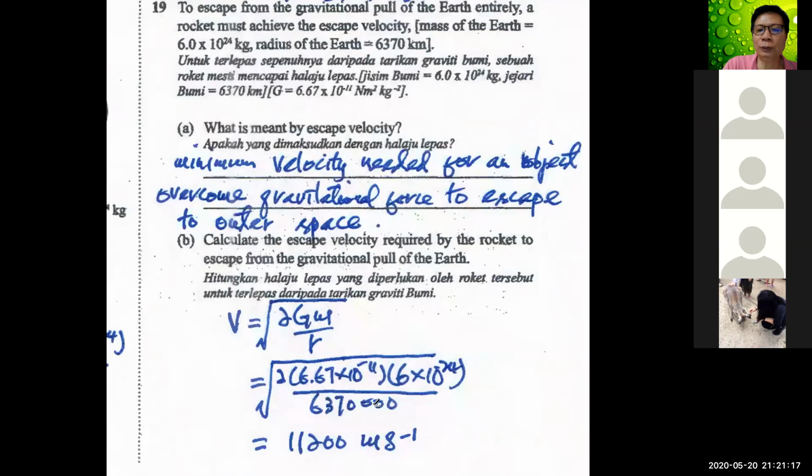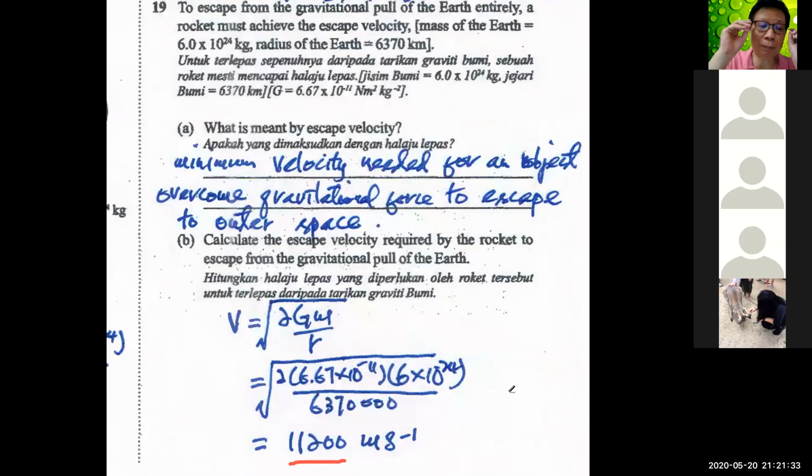The distance must be changed to meter. That's why I add 10^3 here. This is kilometer, so multiplying by 10^3 becomes meter. And then you get this answer. Remember this number, 11,200 meters per second.